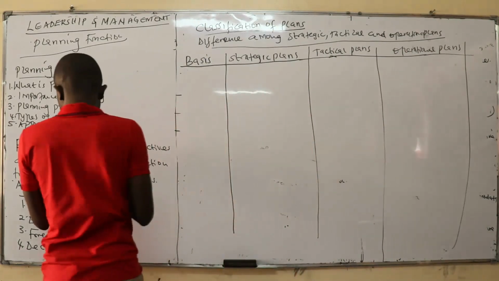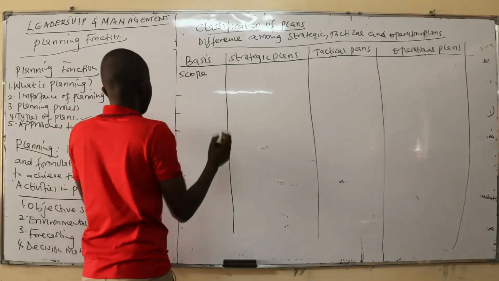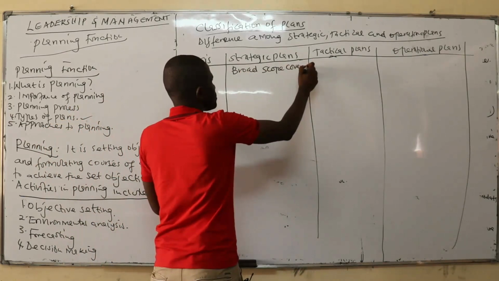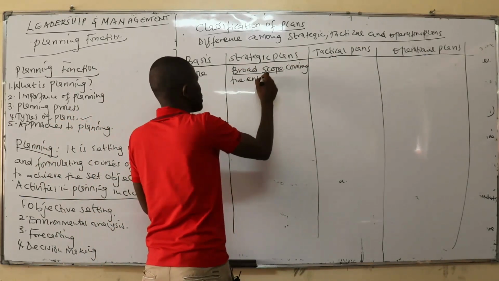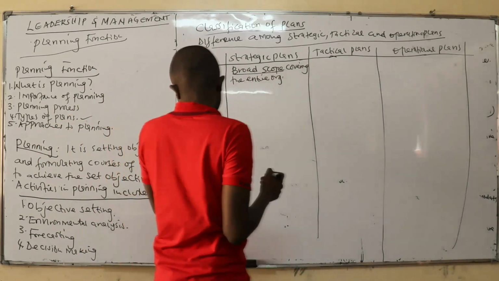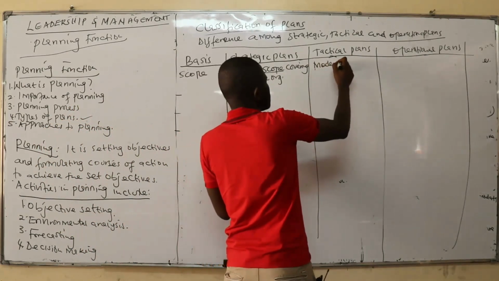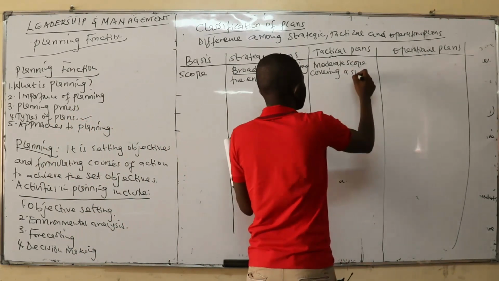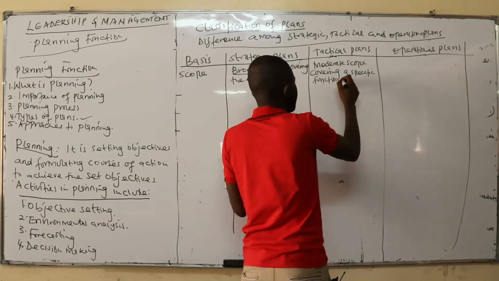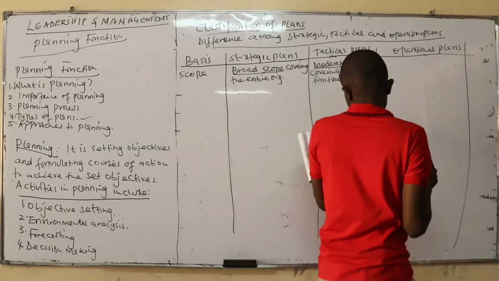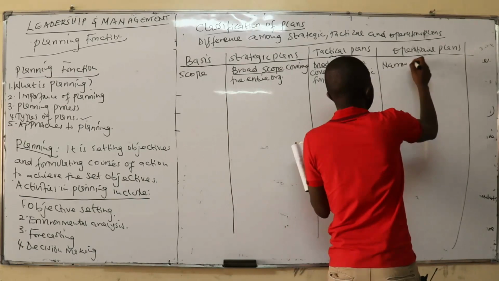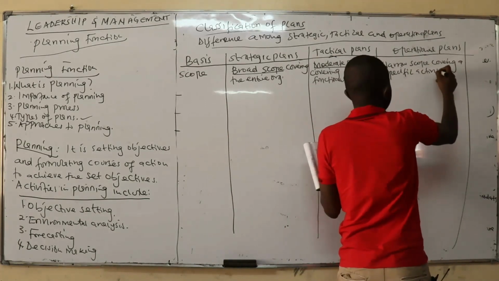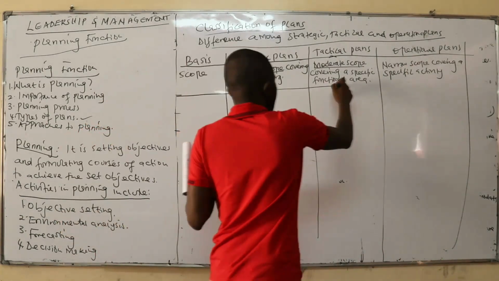So now the first basis is scope. In regard to scope, strategic plans have broad scope covering the entire organization. Then tactical plans have moderate scope covering a specific functional area, maybe the HR department only. And operational plans have narrow scope covering a specific activity. So that's the way we can distinguish on the basis of scope.